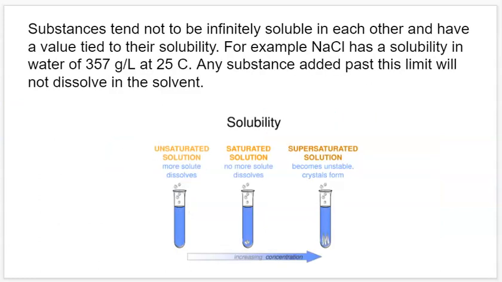So substances, even if they are soluble within each other, are not going to be infinitely soluble. For example, if you had a glass of water, you cannot infinitely add salt to it, even though ionic compounds are generally soluble in polar substances, because everything's going to have a solubility limit. And using the table salt example, its solubility limit is 357 grams per liter at 25 degrees Celsius.